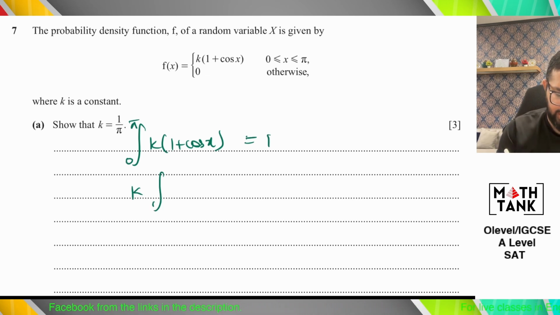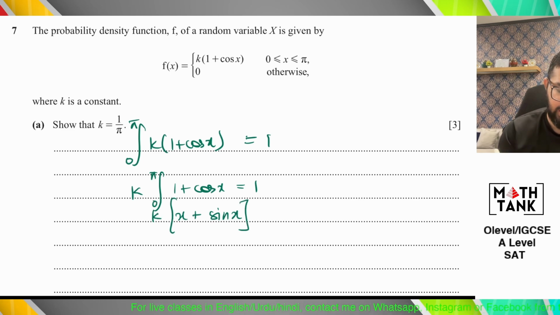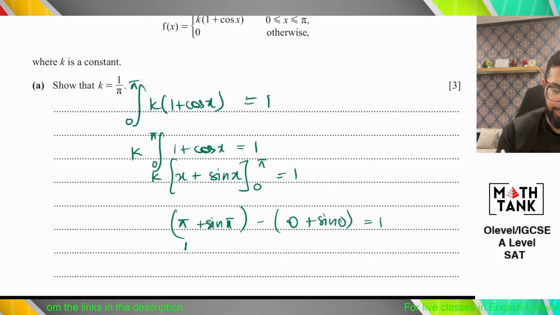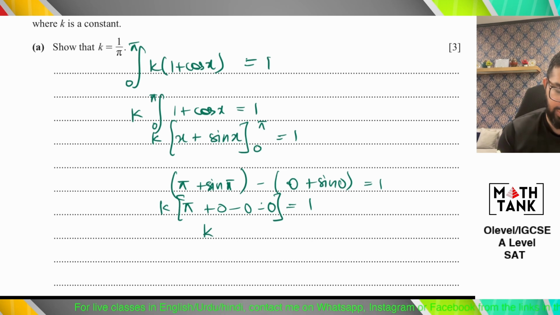K comes outside. 1 plus cos x equals 1. So x plus cos x is sine x. K is outside. 0 to pi equals 1. So pi plus sine pi is 0, minus 0 plus sine 0 is also 0. So pi plus 0 minus 0 minus 0 equals 1. So k outside, k is 1 over pi.